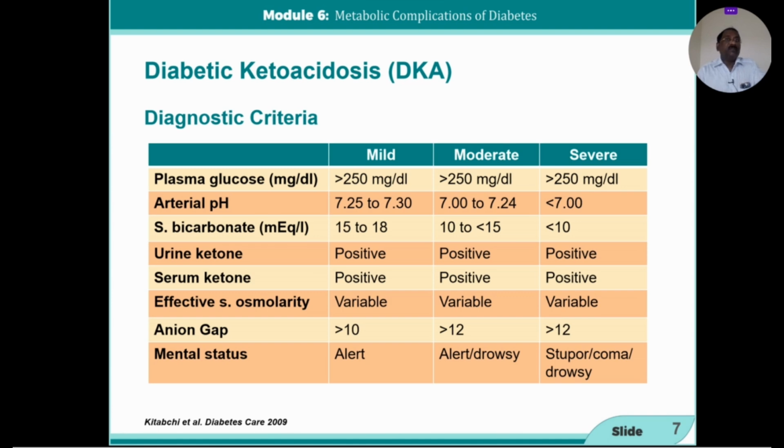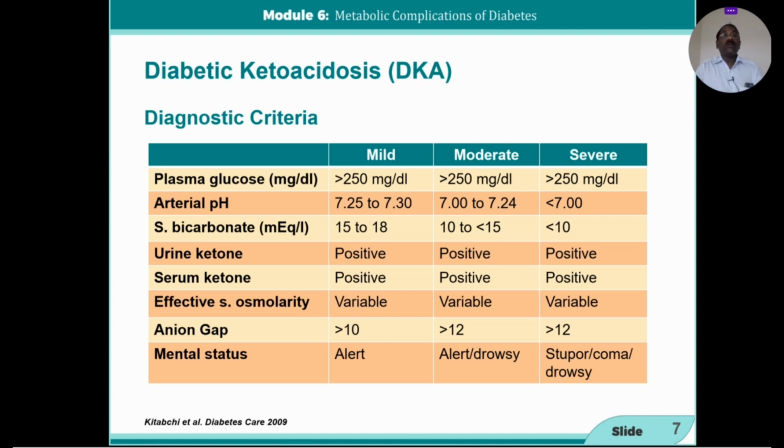Then the bicarbonate. 15 to 18 is mild. 10 to 15 is moderate. And less than 10 is severe. So usually in acidosis, you do soda bicarbonate. But usually in DKA, don't advise soda bicarbonate immediately unless the pH is very, very low. Otherwise, these people will have a lot of other complications. In mild DKA, you need not give soda bicarbonate.